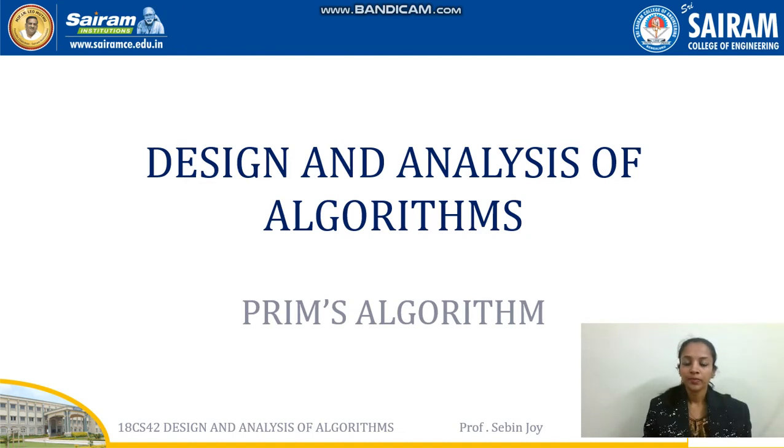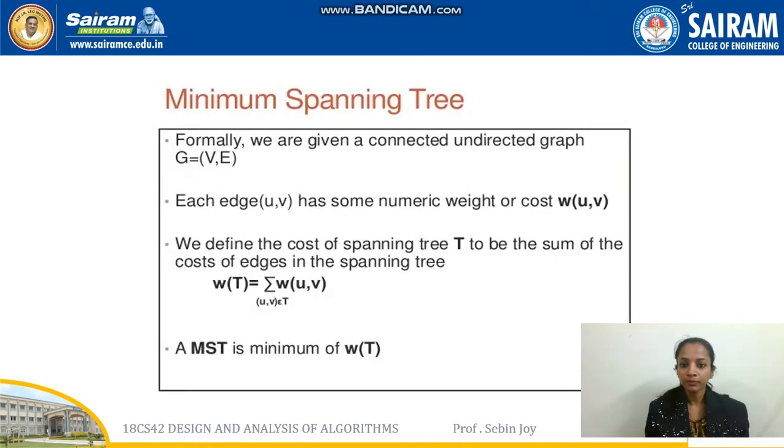Hello everyone. Today we will discuss another algorithm to find the minimum spanning tree. As I mentioned in the previous video, we have two algorithms to find the minimum spanning tree using the greedy method. One is Prim's algorithm and the other one is Kruskal's algorithm. Kruskal's algorithm we have already discussed in the previous video. Today we will be discussing Prim's algorithm, which is used to find the minimum spanning tree.